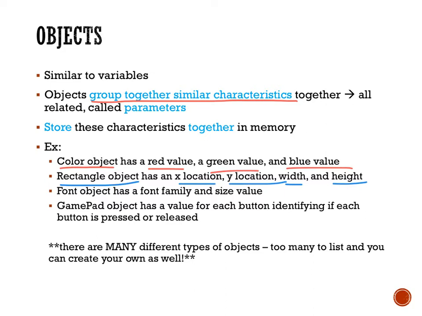You'll also have what's called a font object. A font object essentially has a font family, so that's the type of font that you're using, as well as a size value. And then you can also see that I have a gamepad object, which essentially stores, okay, is button R pressed or not pressed? Is button B pressed or not pressed? Is button X pressed or not pressed? So essentially, it'll store those values all together in memory. From this slide, what I want you to remember is that objects are essentially grouping similar characteristics together. Objects have characteristics, and those are all stored in one location together in memory.